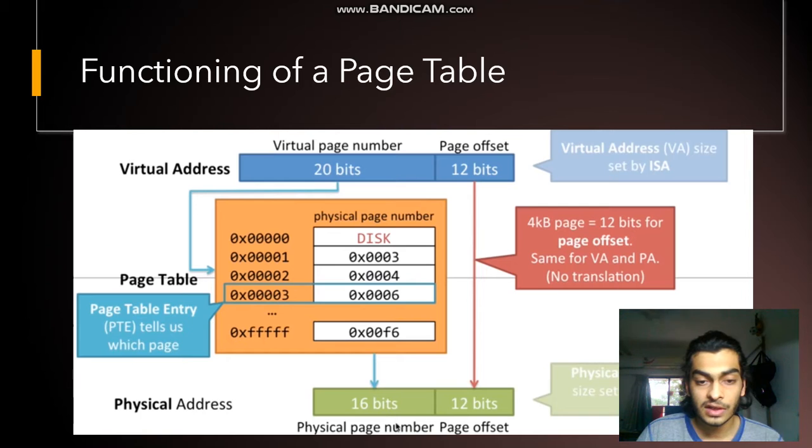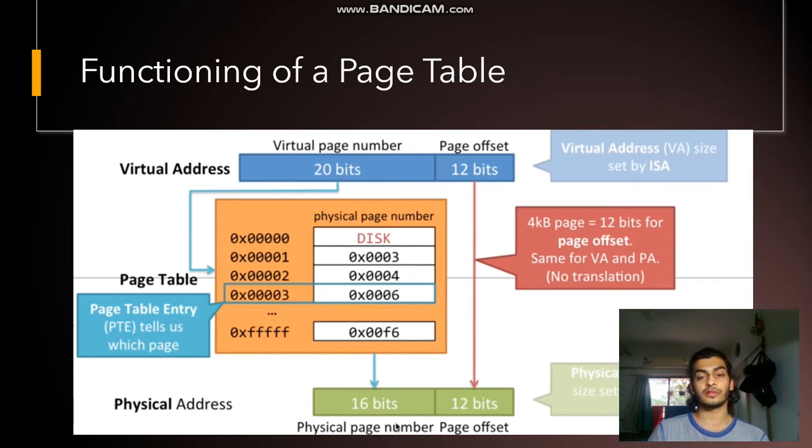As we can also see in the diagram, the virtual address contains more bits than the physical address, and the page table also contains the information whether the memory is present in the hard disk or not.